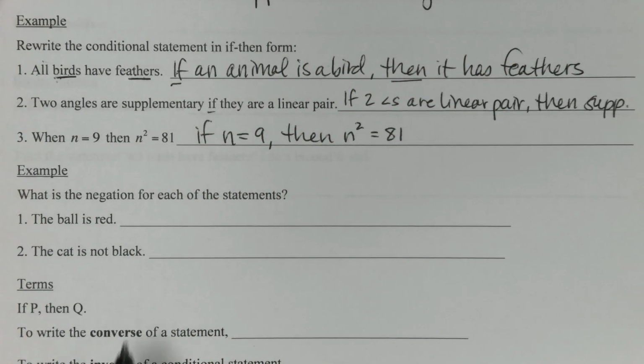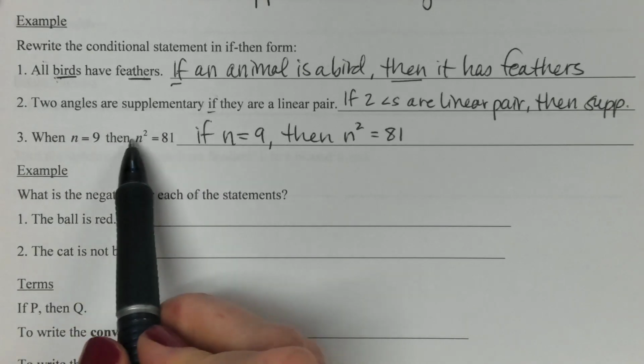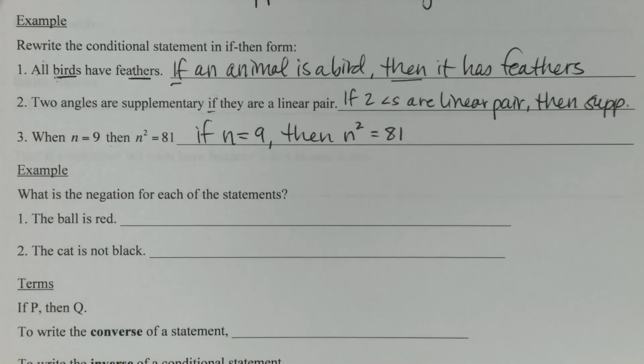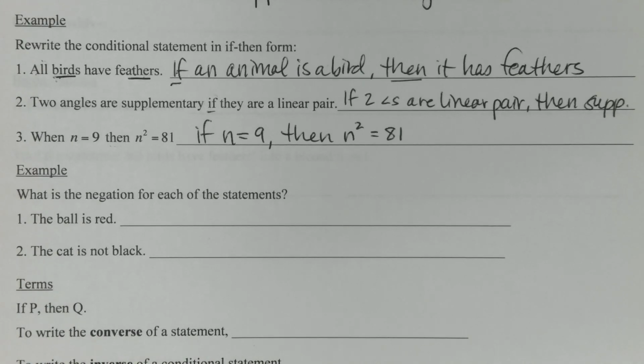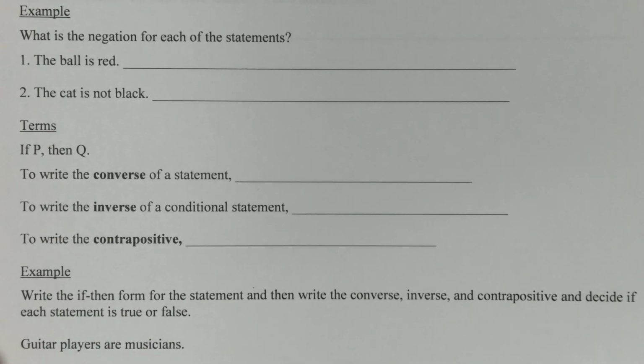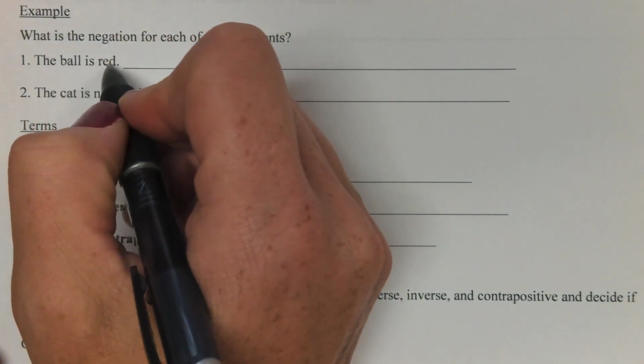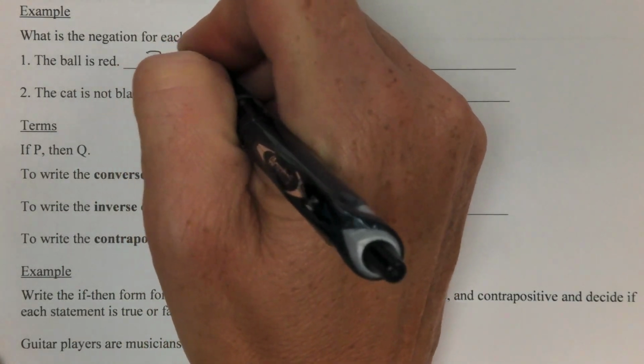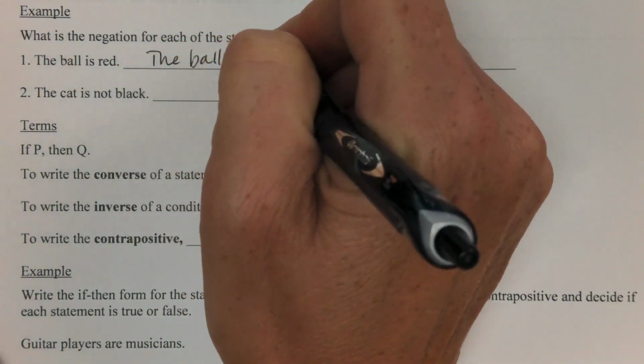So look for those cues. If you see an if or a then in a sentence, they're already telling you which part's the hypothesis and which part's the conclusion, and then you can just put it together in one sentence. So what is the negation for each of the statements? Remember, negation is just the opposite of the original. If I say the ball is red, the opposite of that is the ball is not red.